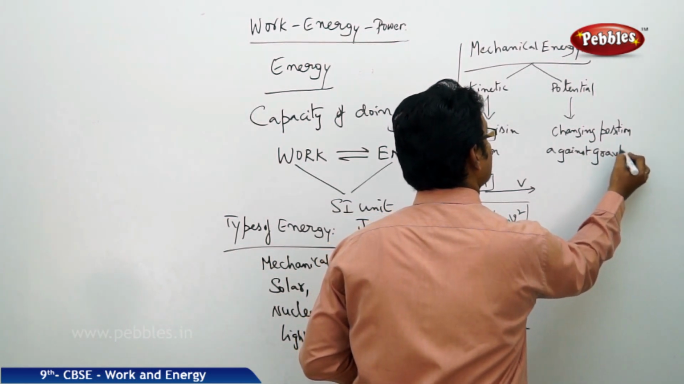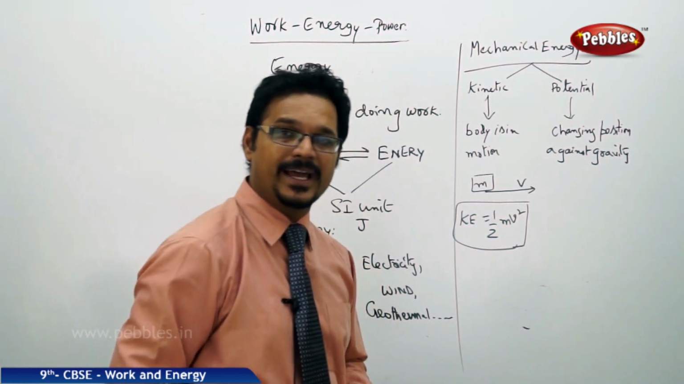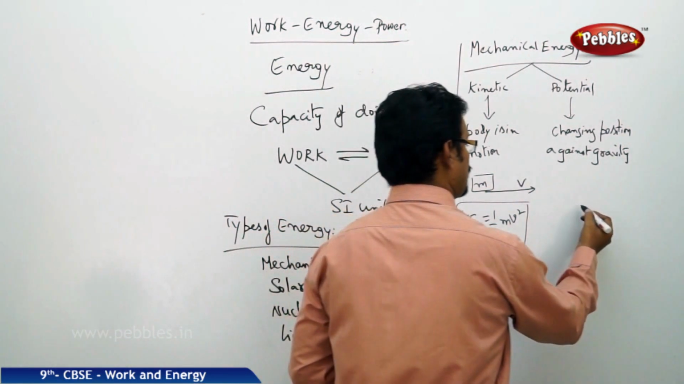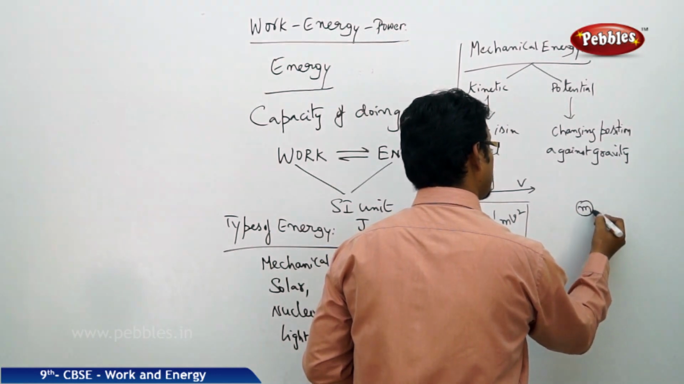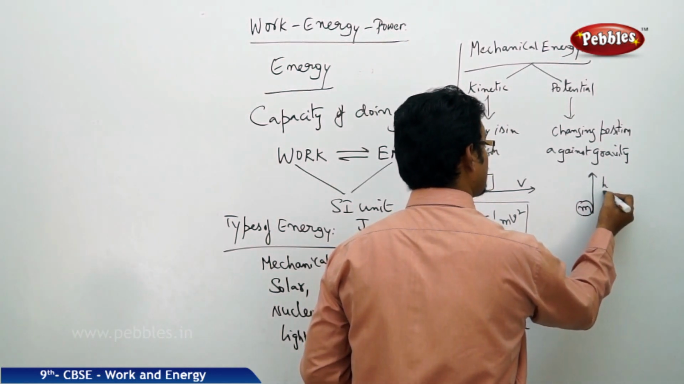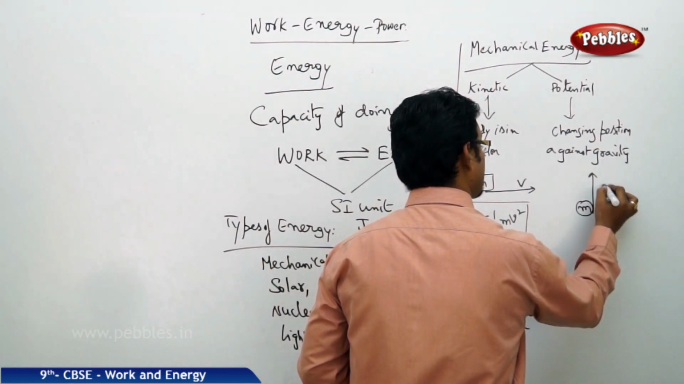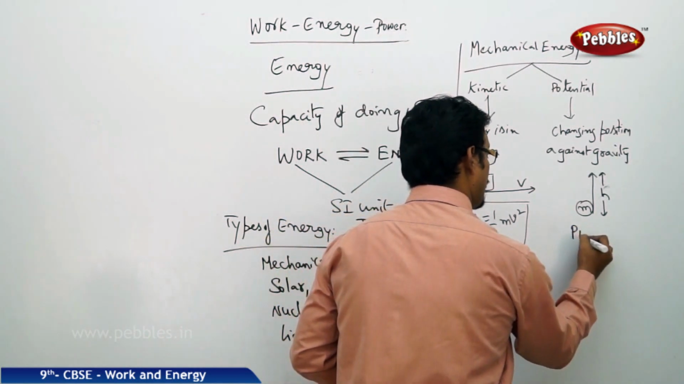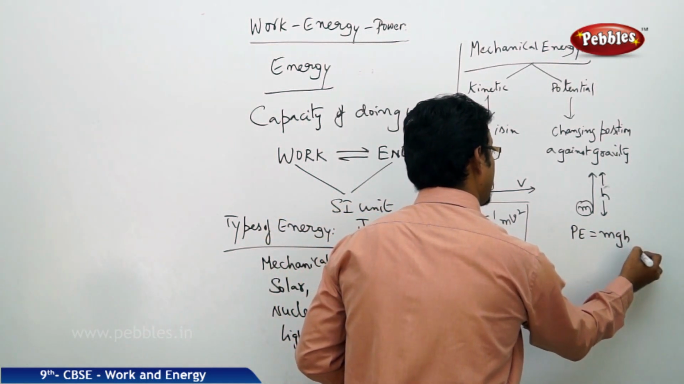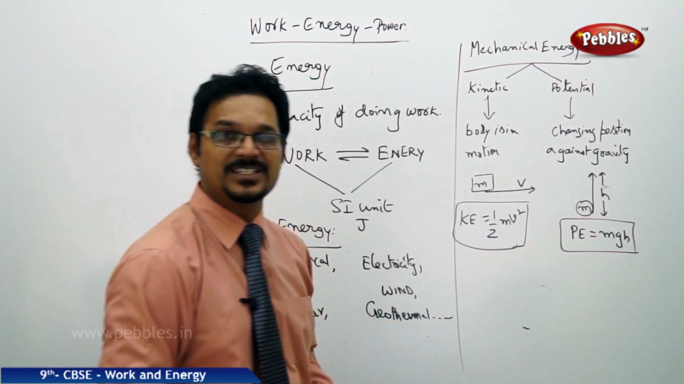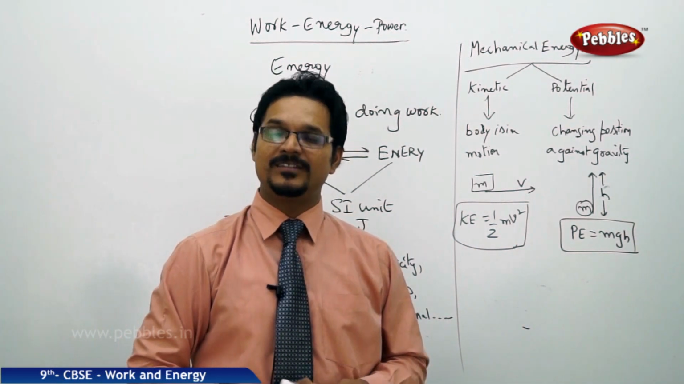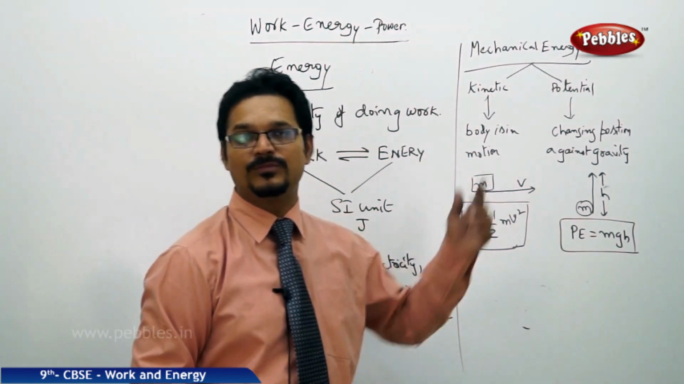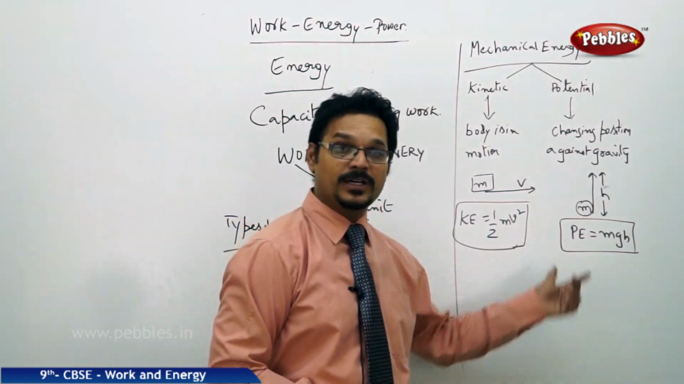Against gravity. That's why sometimes this potential energy is called gravitational potential energy also. So there is a ball of mass m you have thrown upward to a height h, for example. Then the potential energy is given by mgh. M is the mass, g is the acceleration due to gravity, the constant value 10 meters per second square, h is the height thrown. Sometimes it is also called gravitational potential energy.